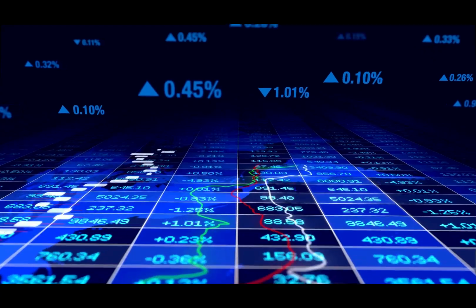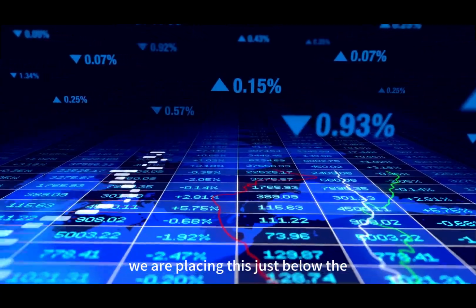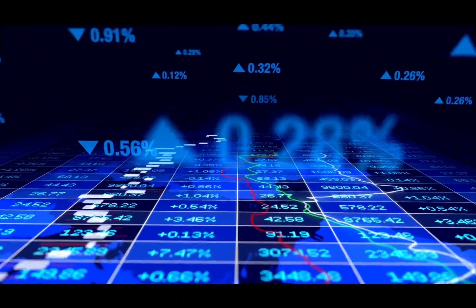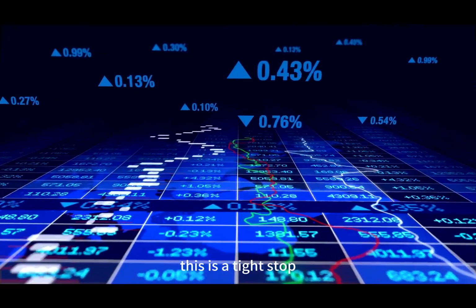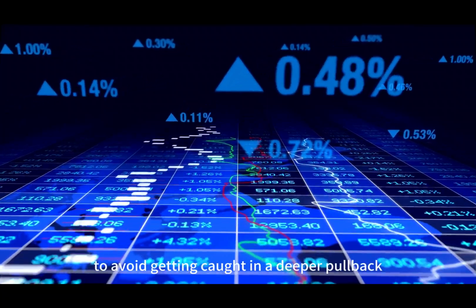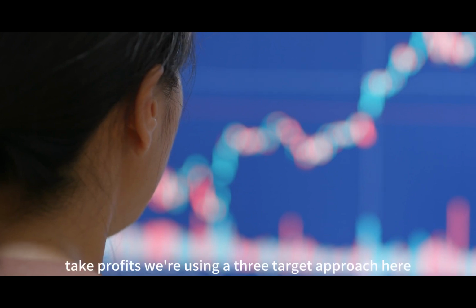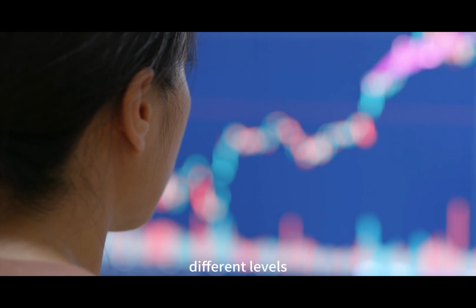Stop loss, 0.7118. We are placing this just below the secondary support level of 0.7120, to limit our losses if the support breaks. This is a tight stop, but it's necessary to avoid getting caught in a deeper pullback if the bullish setup fails. Take profits. We're using a 3-target approach here to lock in gains at different levels.